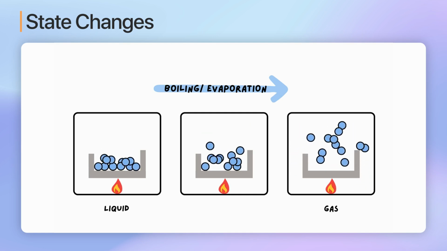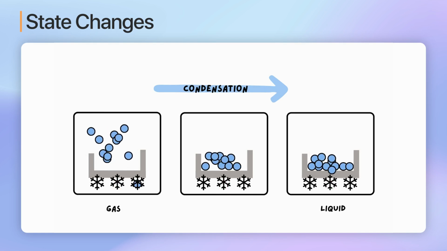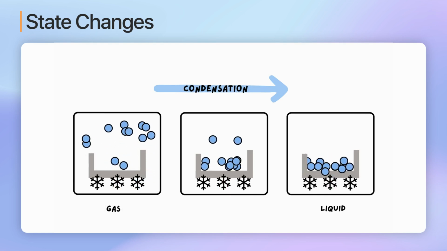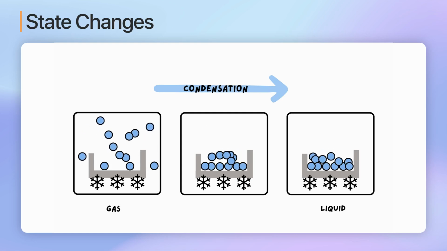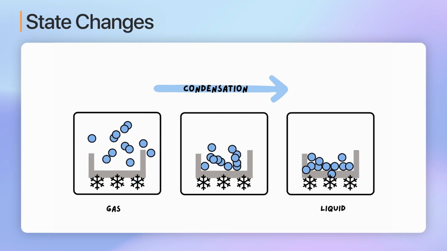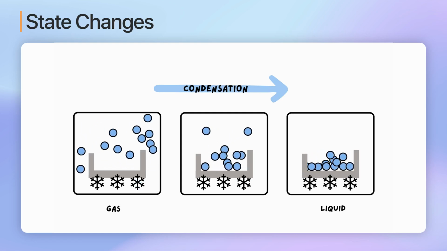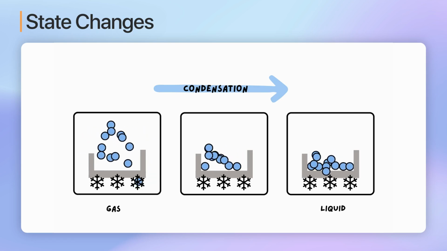The opposite of boiling is condensation. Gas loses energy, and its particles come closer together to form a liquid. You might see this when steam hits a cold surface, like a bathroom mirror after a hot shower, forming water droplets.